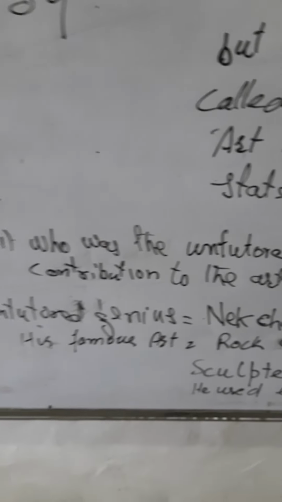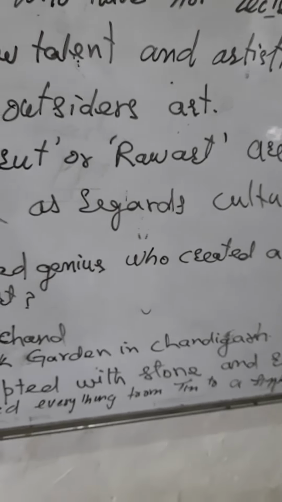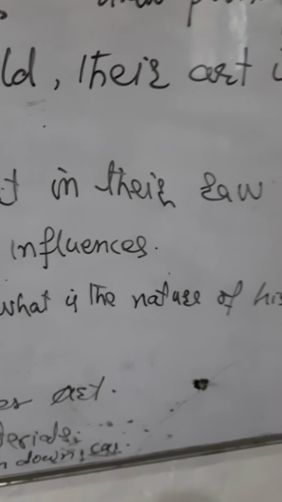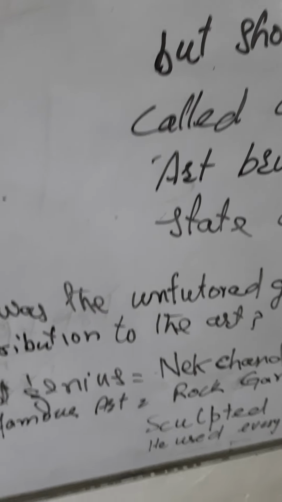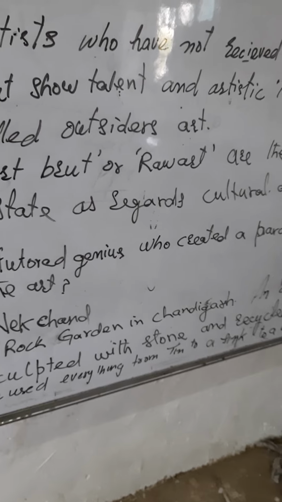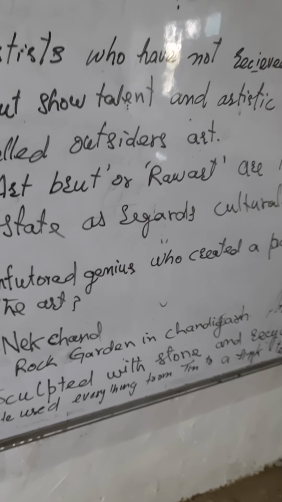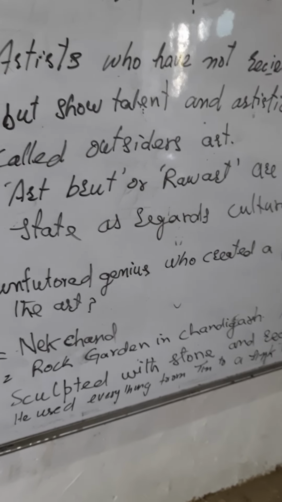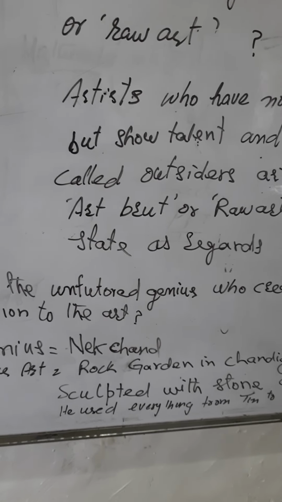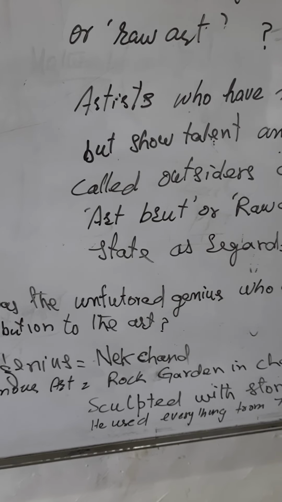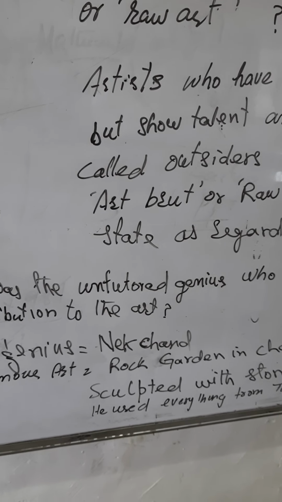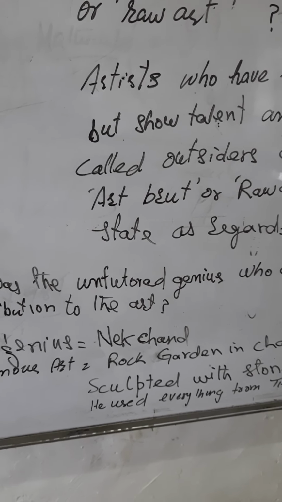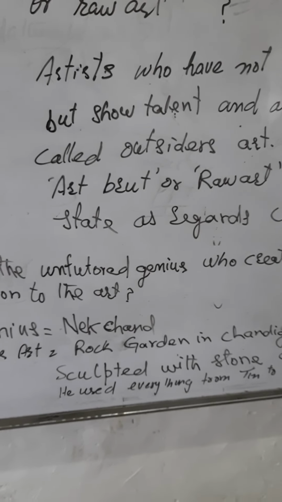The second part of the question is, who was the untutored genius who created a paradise, and what is the nature of his contribution to art? The untutored genius who made a world famous art, in our Asia, in India, is the rock garden in Chandigarh. It was the work of Nek Chand, who has been producer as well as director, and produced this famous rock garden in Chandigarh.